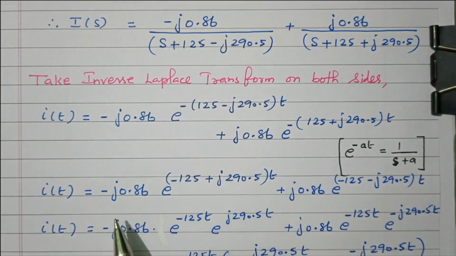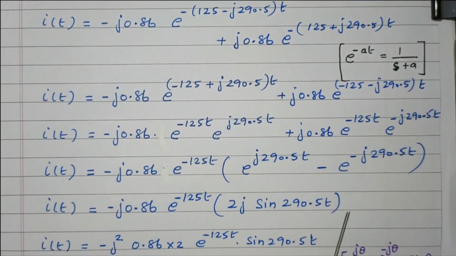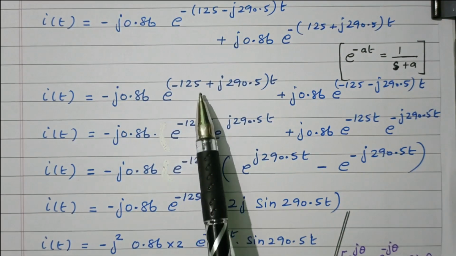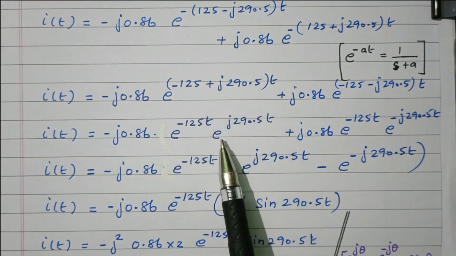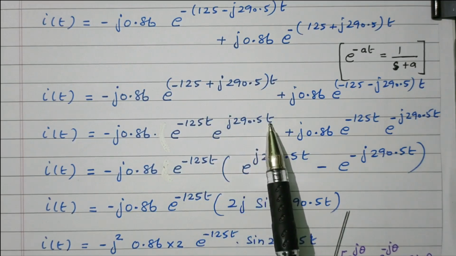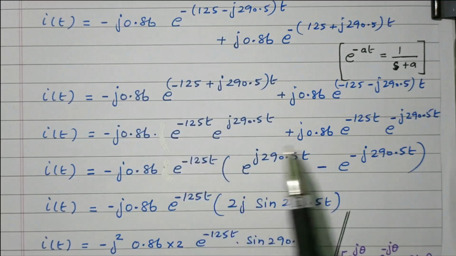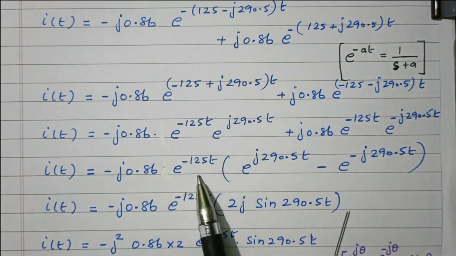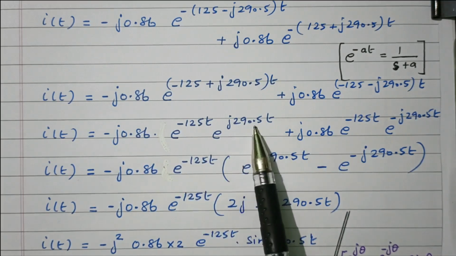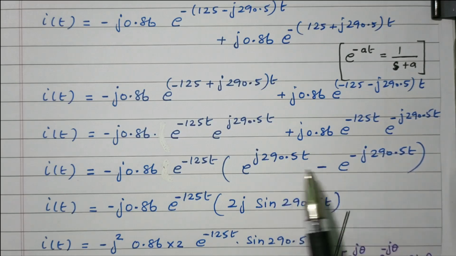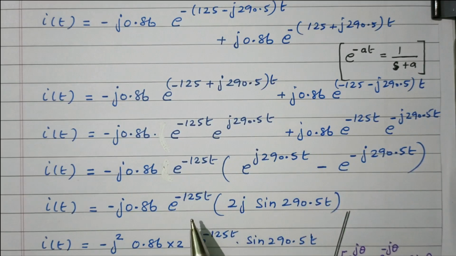Now we can go for further simplification. So this term is written, and again this term is written. Now we can split the terms for further simplification. Minus j 0.86 e power minus 125t, here t is multiplied, e power j 290.5 into t. So here also it is multiplied. e power minus 125t is available in both the terms, so that is taken outside. Here e power j 290.5t minus e power minus j 290.5t. Both are different, here plus, here minus. This term is commonly available.